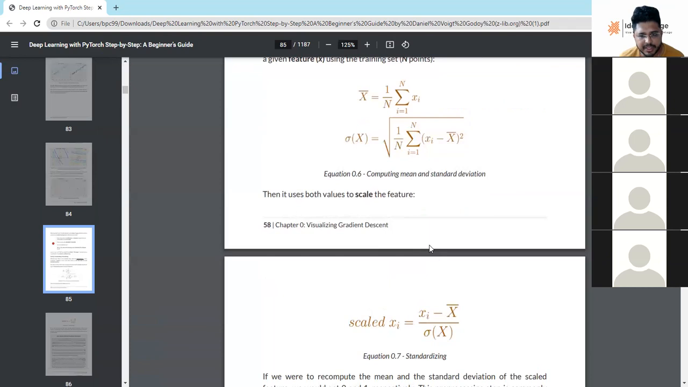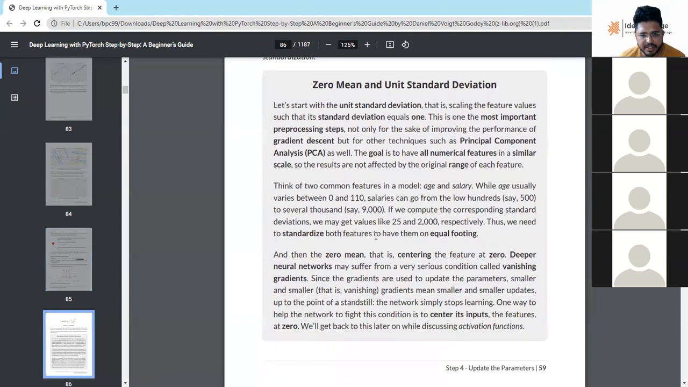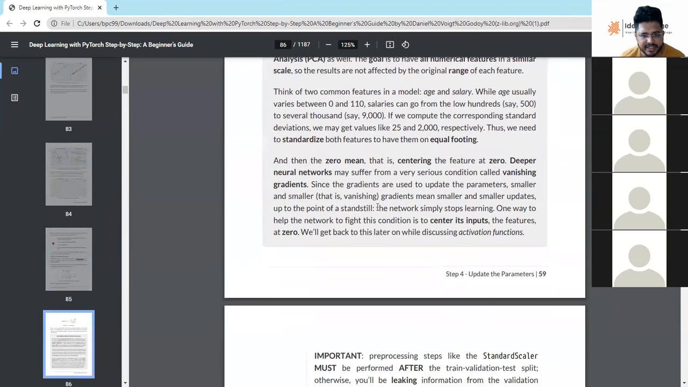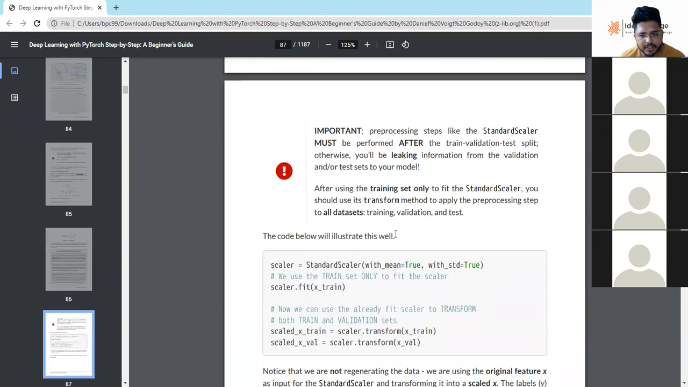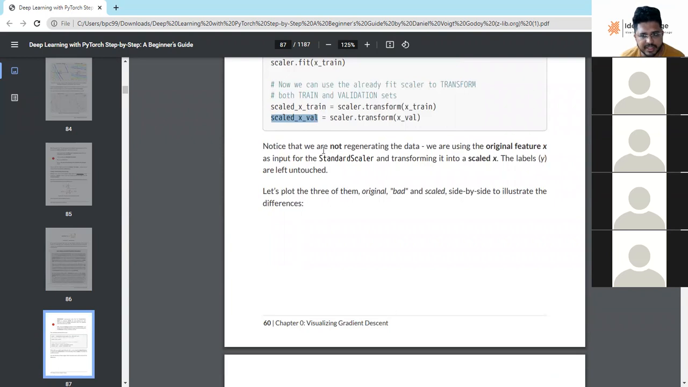There is the formula here: zero mean and unit standard deviation. It is very important. Principal component analysis is also helpful. Vanishing gradient problem, all this will come into the picture here. We'll talk about this, not now. So standard scaler with mean and standard deviation: you have to fit the training data there. It transforms the data to scaled X values, scaled Y values, for X training data and validation data.